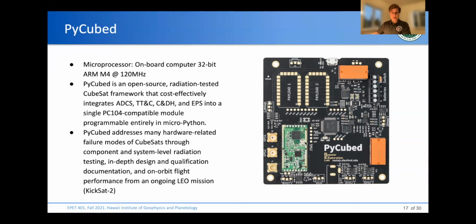This here is the radio. So even the radio is condensed here, which is great. This board has been tested on the KickSat-2 mission previously, and so there is some reliability and some known factor that this will work in space.